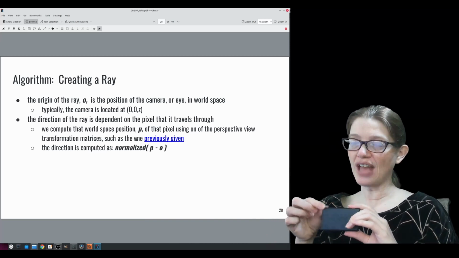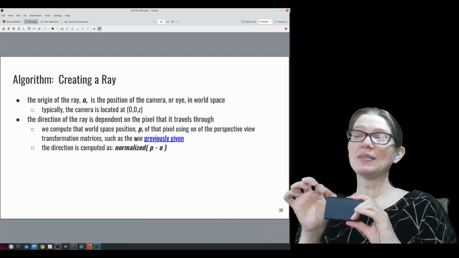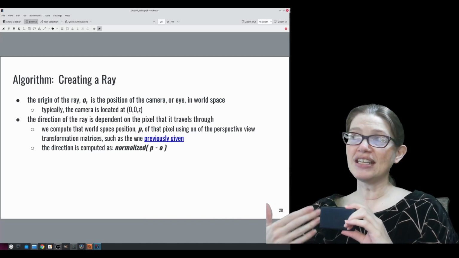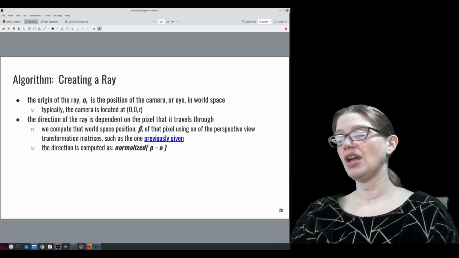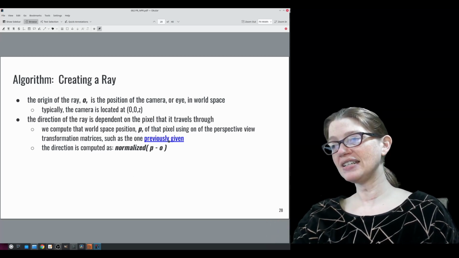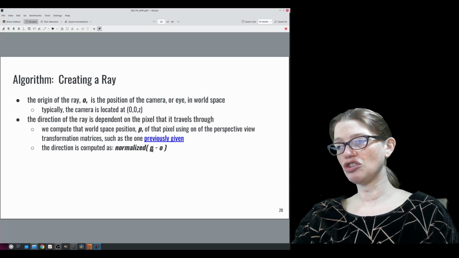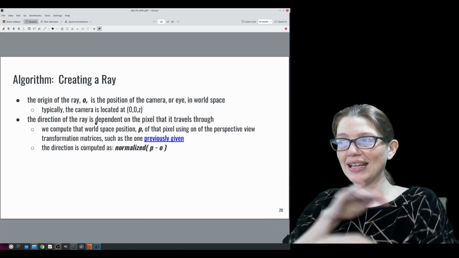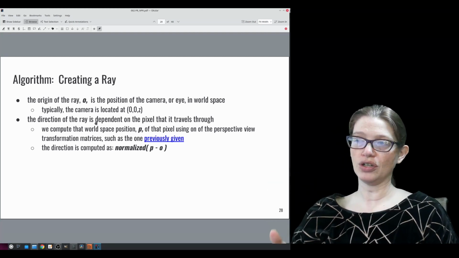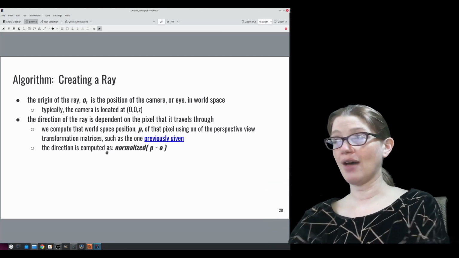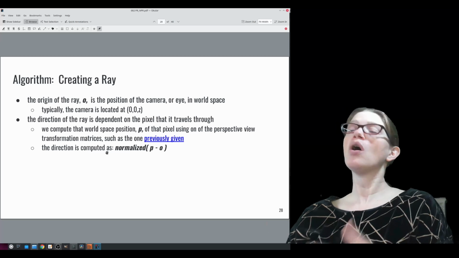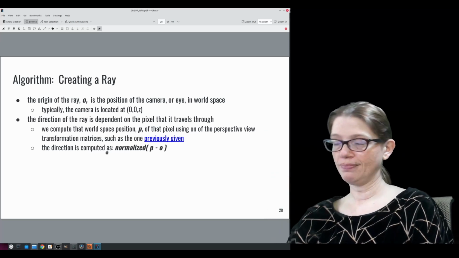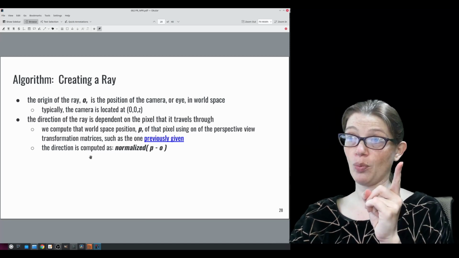Once we have figured out the world space position of that pixel P, then we actually need to compute the direction vector. So we are going to subtract the origin from that position, and then we normalize that. So we have now a unit length direction vector. And so now we actually have our ray then, which is an origin and the direction. So that's step 1.